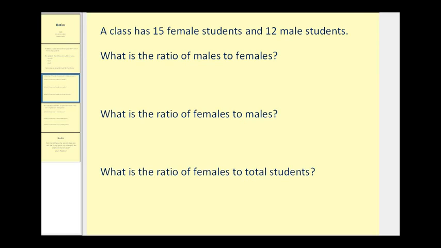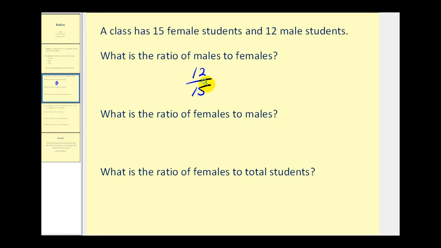A class has 15 female students and 12 male students. What is the ratio of males to females? One of the most important things about a ratio is its order. So if here we want the ratio of males to females, since there are 12 male students and 15 female students, the ratio would be 12 to 15. And I'm going to go ahead and write this in fraction form, so it would be 12 to 15.